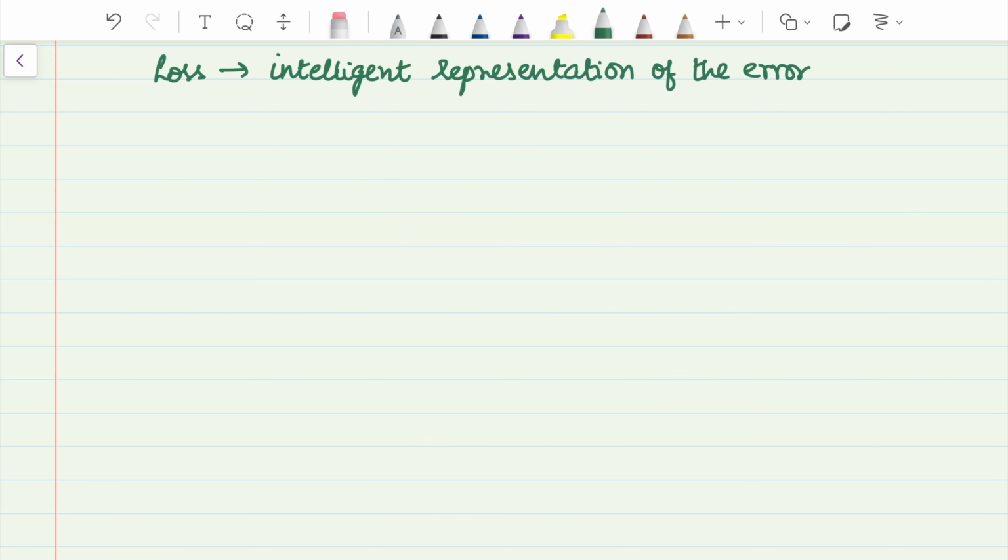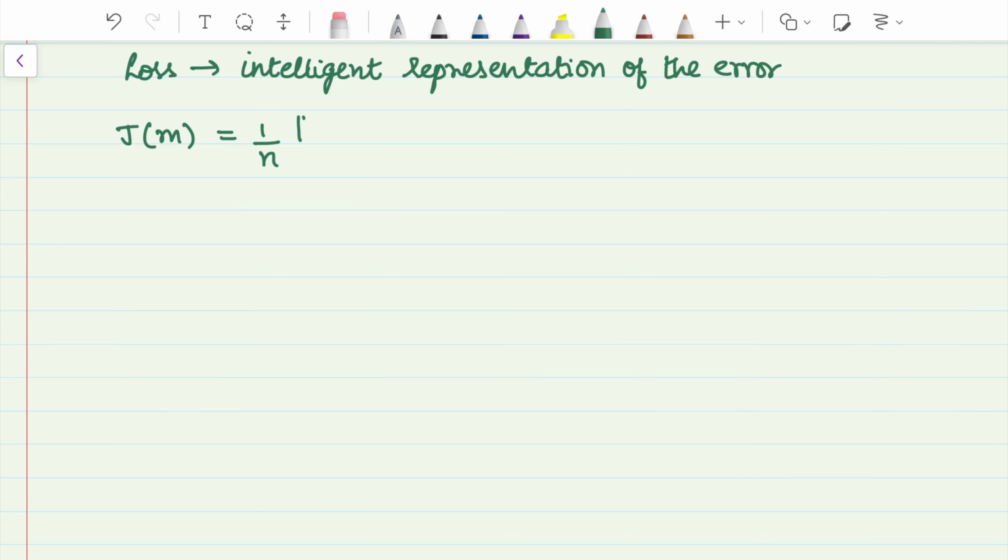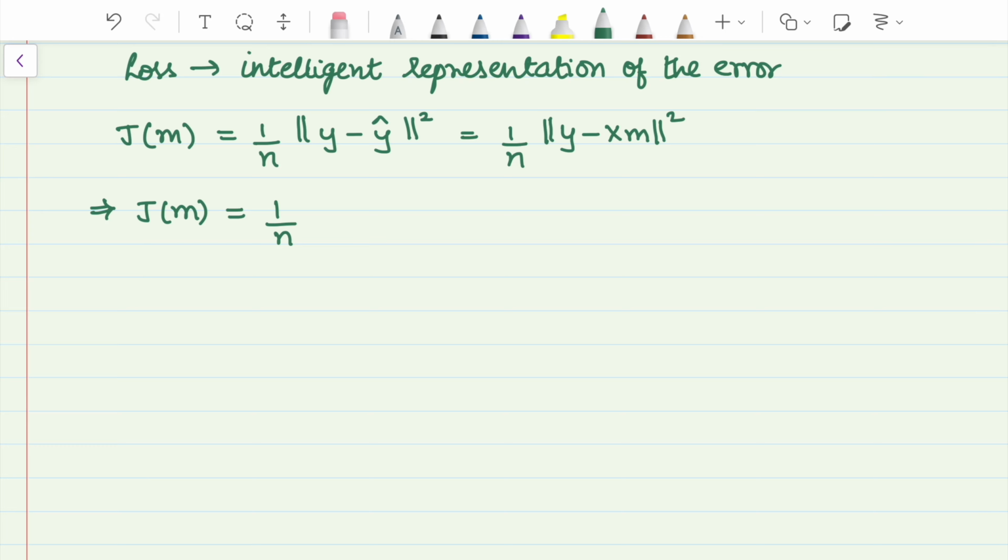Again, back to the mathematics, we have J(m), which is equal to the square of the norm of y minus y cap, divided by n. Again, like discussed earlier, we have y cap equal to Xm in the matrix format. This can also be expanded as 1/n times (y minus Xm) whole transpose times (y minus Xm).